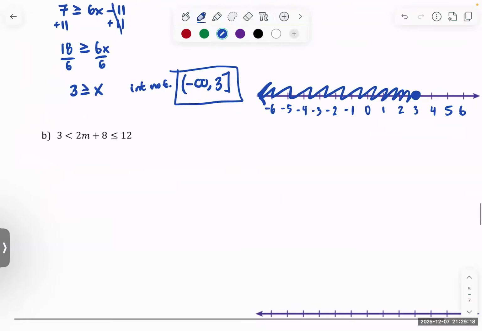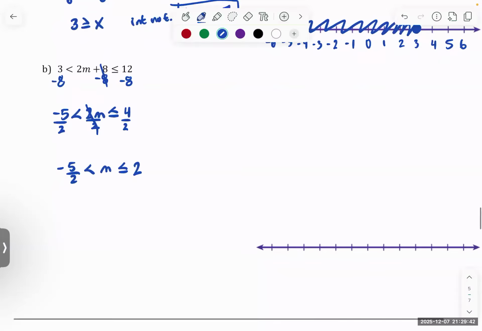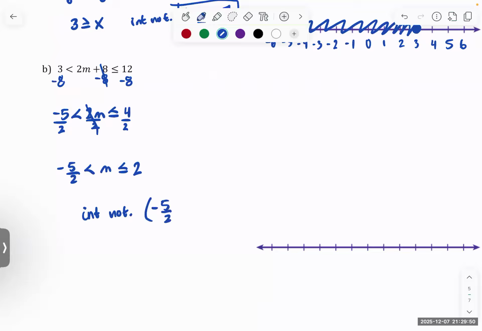All right, for this one, we need to get m by itself, so subtract 8 from all 3 sides. And you get -5 is less than 2m, which is less than or equal to 4. Then divide everything by 2, and here we get -5 over 2 is less than m, which is less than or equal to 2, which in interval notation is going to be parenthesis -5 over 2, comma 2 bracket.